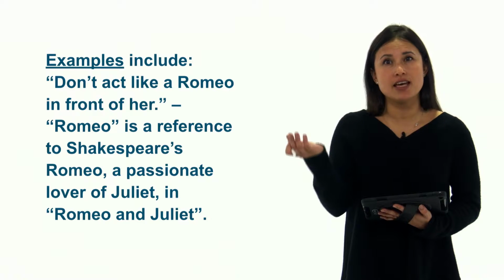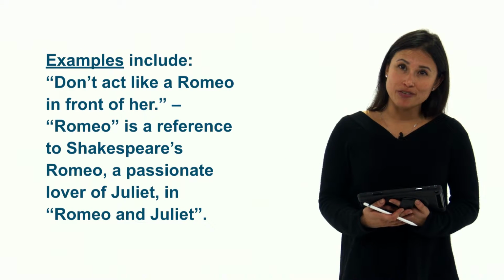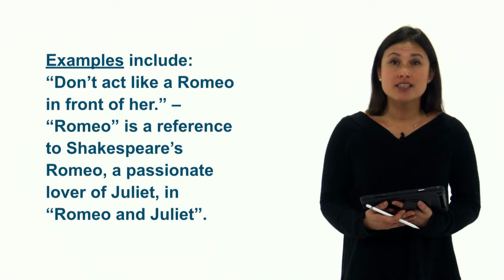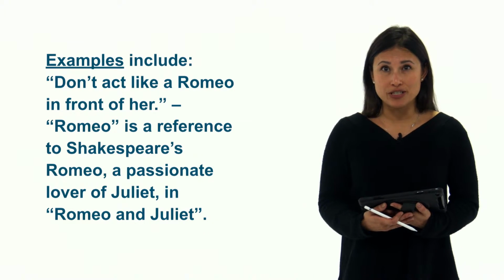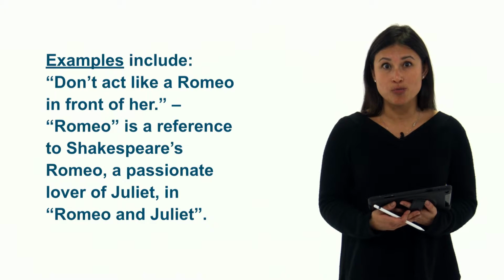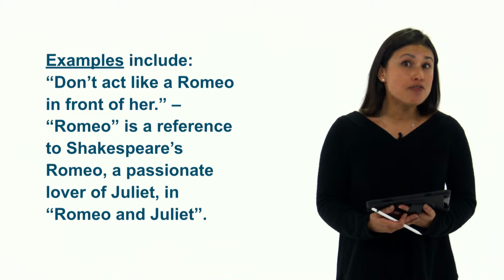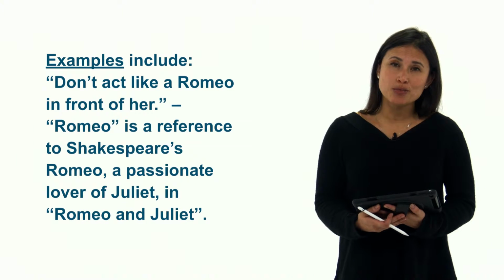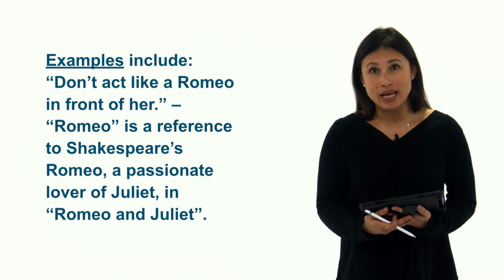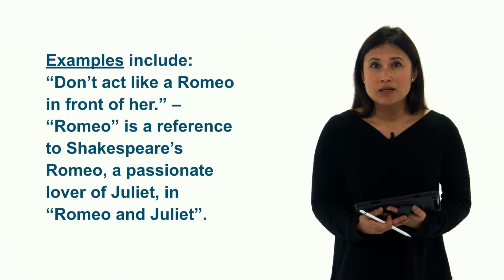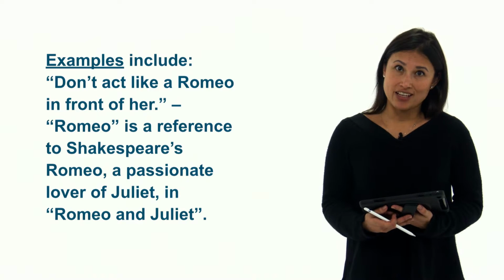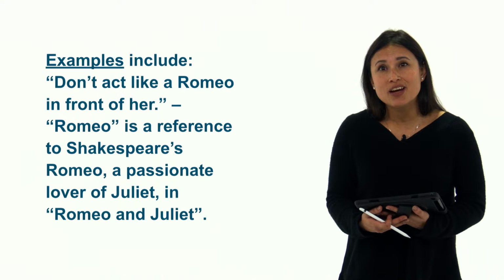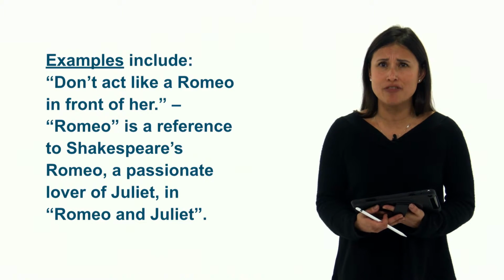Another example is this. Don't act like a Romeo in front of her. Well, that sentence also holds an allusion with it because the author is alluding to the reference of Romeo in Shakespeare's Romeo and Juliet and everything that Romeo means. So not just the character in the play, but the fact that the character was a very romantic character, a romantic male. So in the sentence, they're saying, don't act like a really romantic guy in front of her. If you had no idea who Romeo was, you would miss the reference.